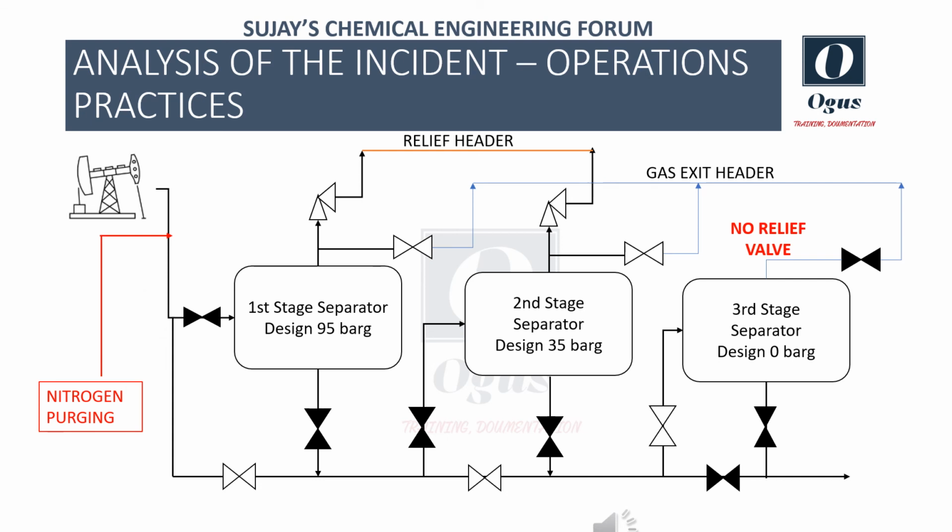Using flammable substances like crude oil for purging the lines and vessels is a dangerous practice. The purging should always be done with low-pressure inert gases like nitrogen.